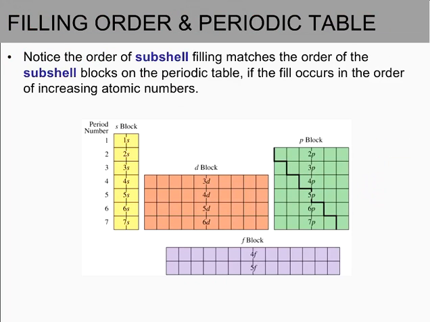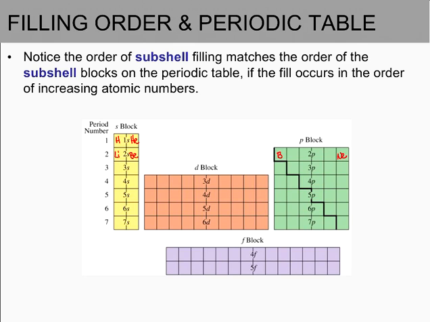Now, what's really interesting is that the order of subshell filling matches what we call subshell blocks on the periodic table. So this is our periodic table down below. And let's see, so on the left-hand side in yellow, we have what's called the S block. So we've got hydrogen, helium, so helium's been moved over. And then we've got lithium, beryllium. Then we jump over to what's called the P block, which is in green. And we have boron, etc. And then at the end we have neon.